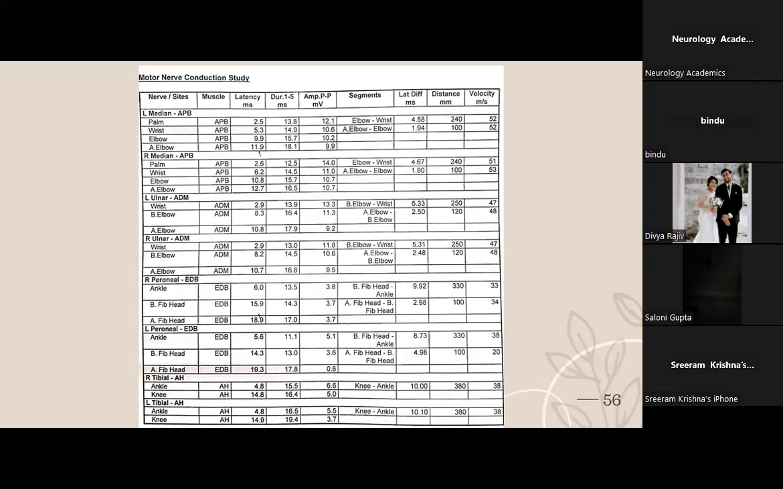The conduction velocity of bilateral tibial is reduced, but it is not in the demyelinating range, not a 30% reduction. I don't think it's a focal demyelination alone across the fibular head. There is something else also going on.